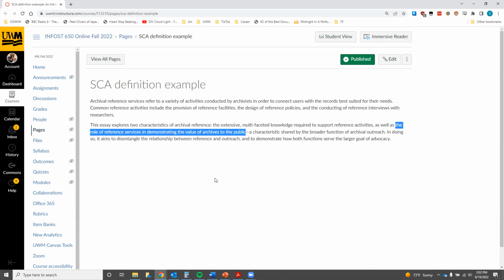significantly. And then they wrap things up by talking about which additional subject they're going to connect one of their characteristics to. So in doing so, it aims to disentangle the relationship between reference and outreach to demonstrate how both functions serve the larger goal of advocacy. So just saying I'm going to connect reference services or researcher services with outreach. So very clear, very straightforward, and pretty much exactly what I'm looking for.